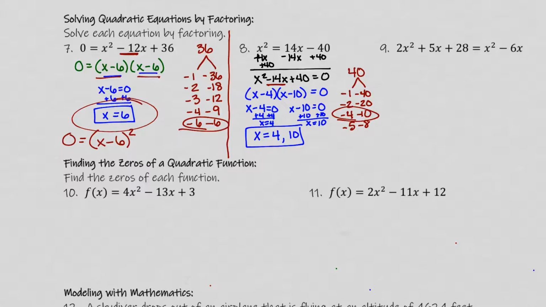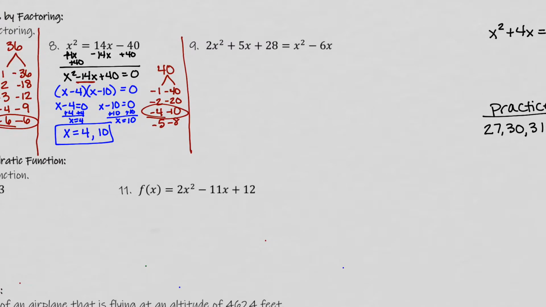Alright, let's go on to number 9. Again, not everything is on the same side, so we need to get this to the left side. So I'm going to subtract x squared, so that way x squared is positive, because 2 minus 1 will be positive 1. And I have to add 6x to both sides. So this gives me the equation of x squared plus 11x plus 28 now equals 0.